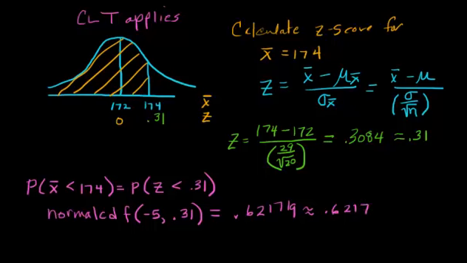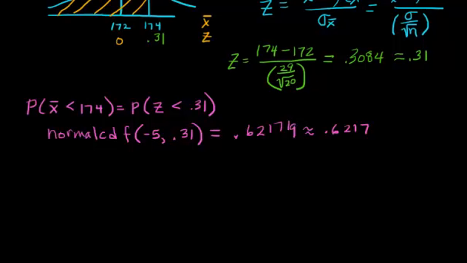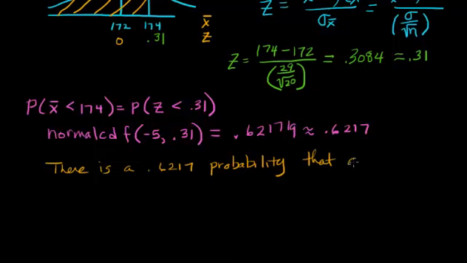Okay, so our interpretation now is there is a 0.6217 probability that a sample of 20 men will have a mean weight less than 174 pounds.